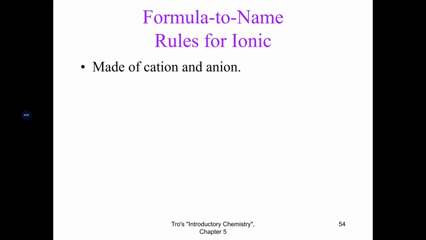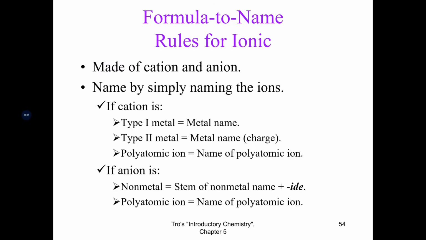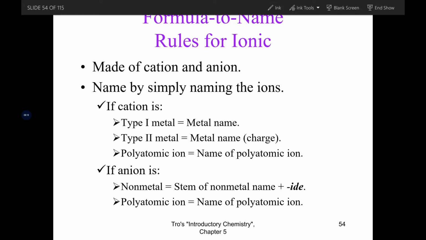For ionic compounds, we're going to name the cation followed by the name of the anion. For the cation, if it's type 1, we simply use the name of the metal. We're not going to add anything else. If it's type 2, we're also going to use the metal name, and we're going to indicate the charge, since it's all dependent on charge.